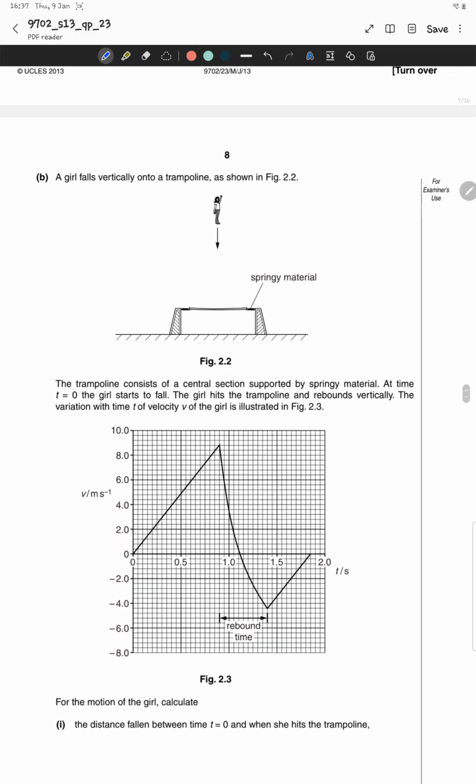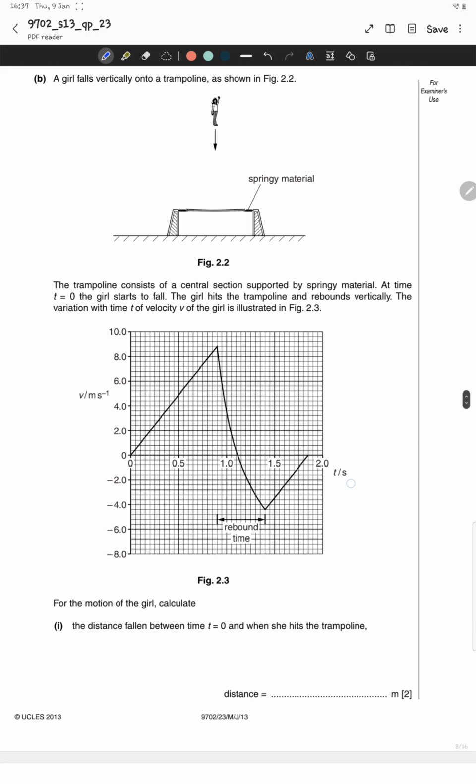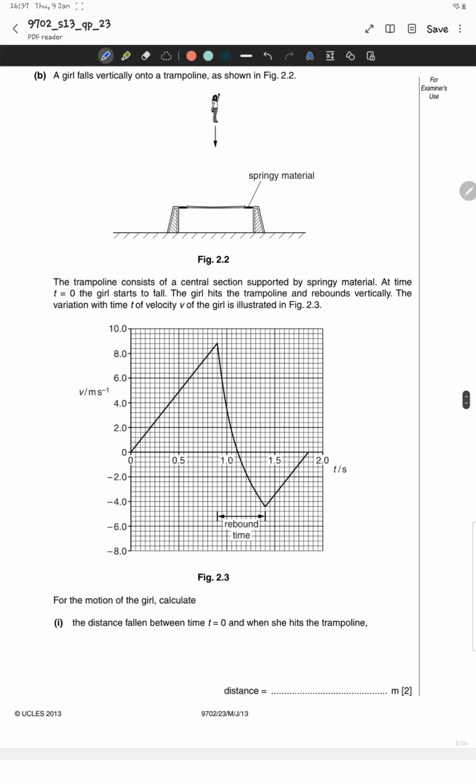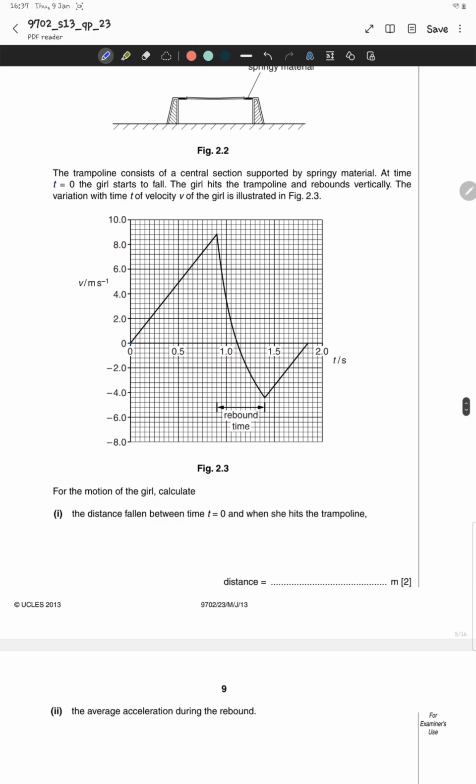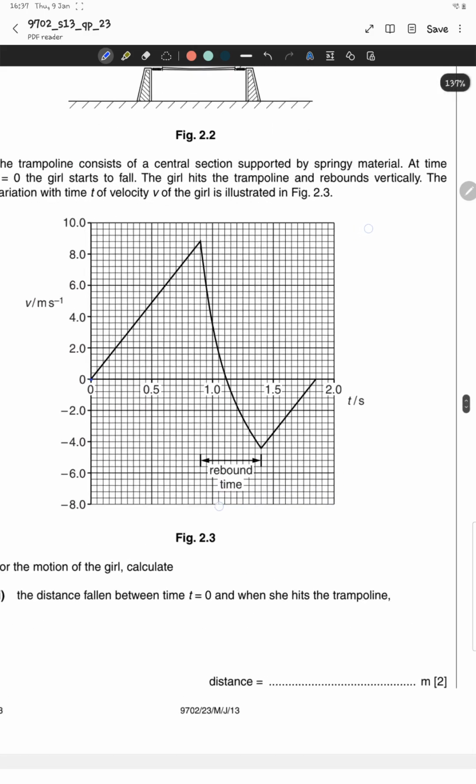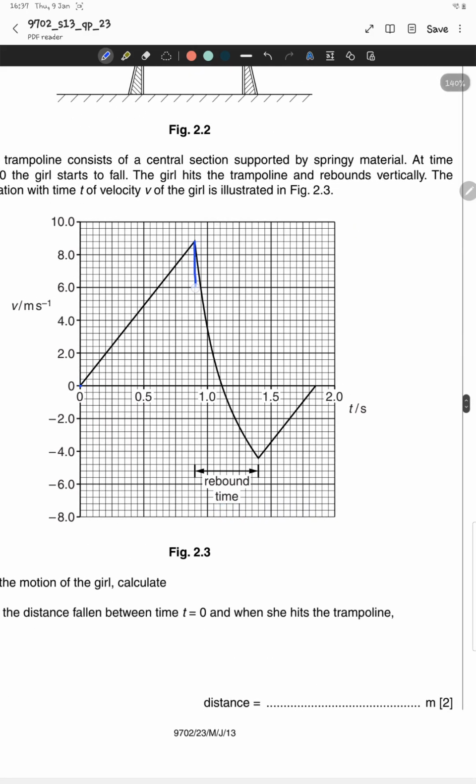Okay, a girl falls onto a trampoline. The trampoline consists of a sheet and springs. At time t equals 0, the girl starts to fall. She hits the trampoline and rebounds vertically. The variation with time t of v is illustrated. For the motion of the girl, calculate the distance fallen between t equals 0 and when she hits the trampoline. So evidently she hits the trampoline around here. This is like 0.6, 0.7, 0.8, this is 0.9.